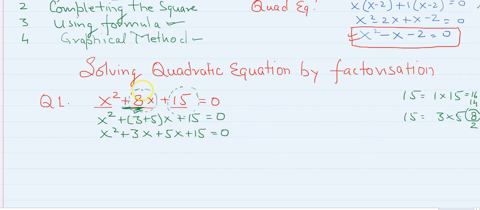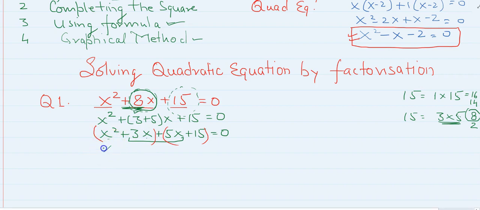So what we have done, we have factorized 15 and have written 8 as the sum of those factors. So 3 and 5. You know that 3 and 5 is 8x. Now what we are going to do, we have to take these two terms separate. Now these are the linear functions.